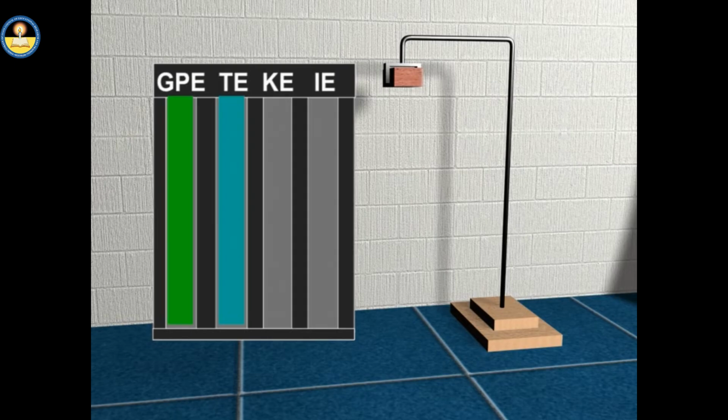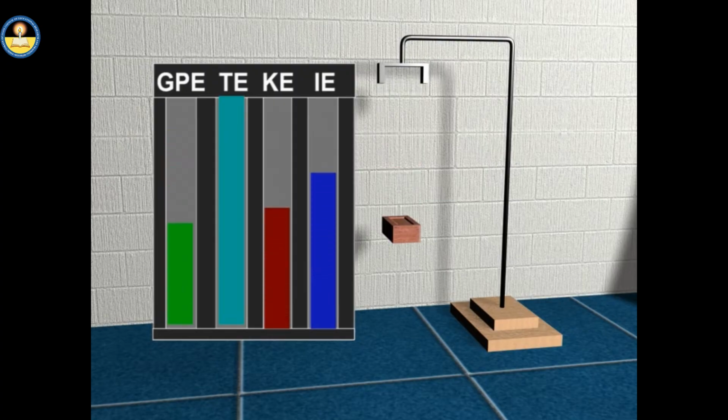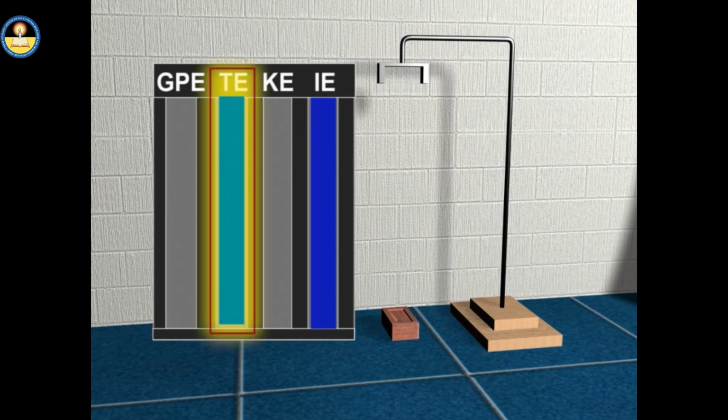But if there is air, then some internal energy of the brick is also produced. In this condition, as we drop the brick, its potential energy decreases. Initially, its kinetic energy as well as internal energy increases, but finally its kinetic energy decreases and internal energy increases. In this case also, the total energy remains the same.